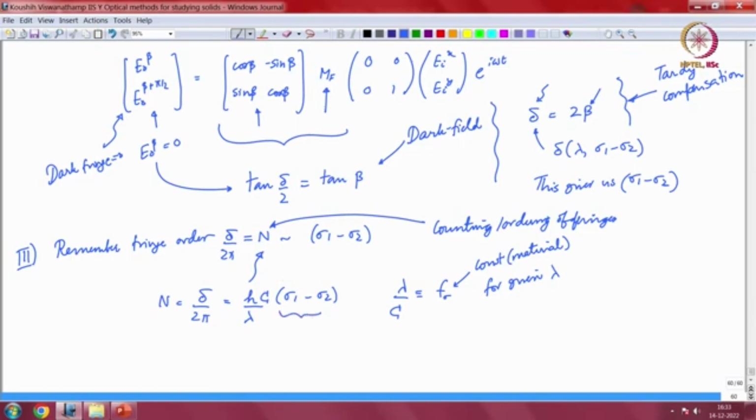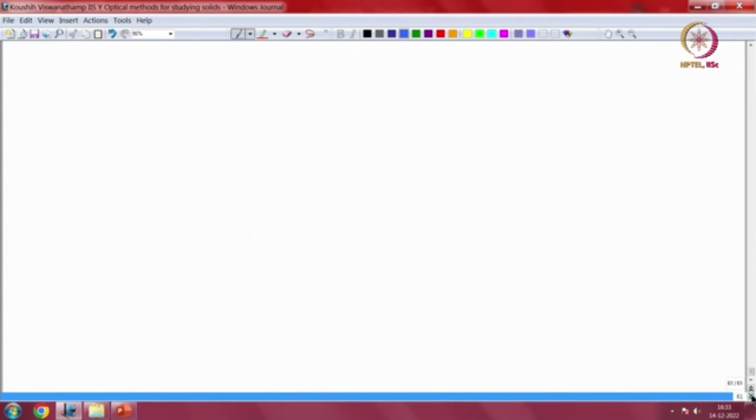So, you can get sigma 1 minus sigma 2 if we know c, or in general, if we know f sigma, right. If you are using the same wavelength all the time, then you need to get f sigma, and once you know that, you can put that in and you will get the value of sigma 1 minus sigma 2.